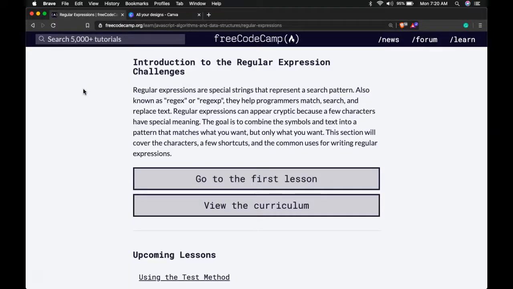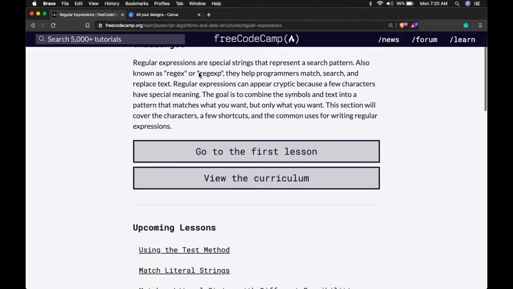This is Introduction to the Regular Expression Challenges. Regular expressions are special strings that represent a search pattern, also known as regex or regexp. They help programmers match, search, and replace text. Regular expressions can appear cryptic because a few characters have special meaning. The goal is to combine the symbols and text into a pattern that matches what you want, but only what you want. This section will cover the characters, a few shortcuts, and the common uses for writing regular expressions.